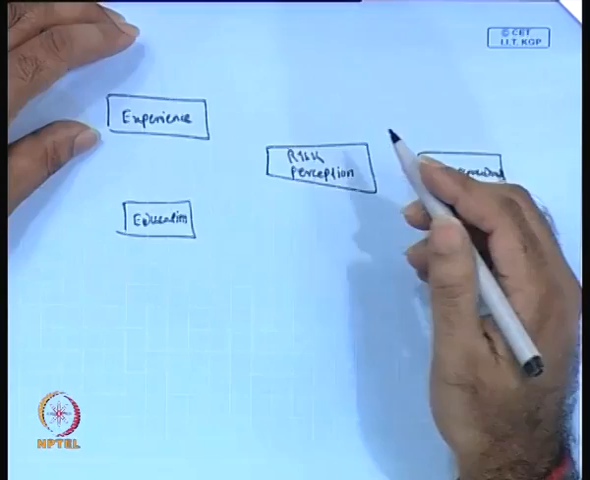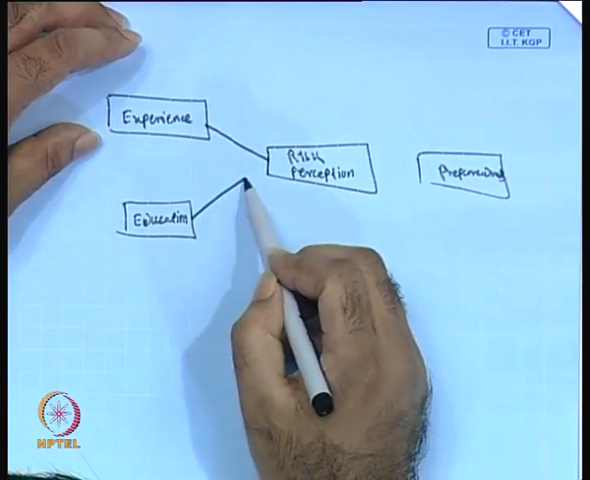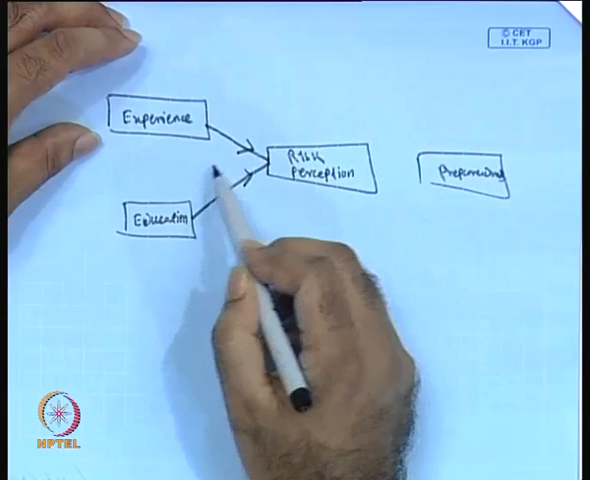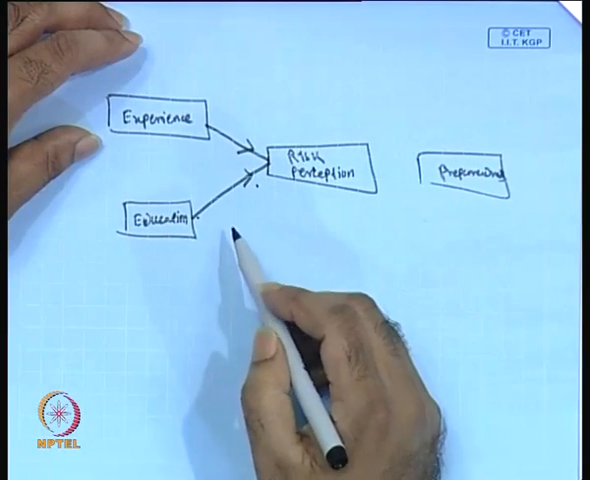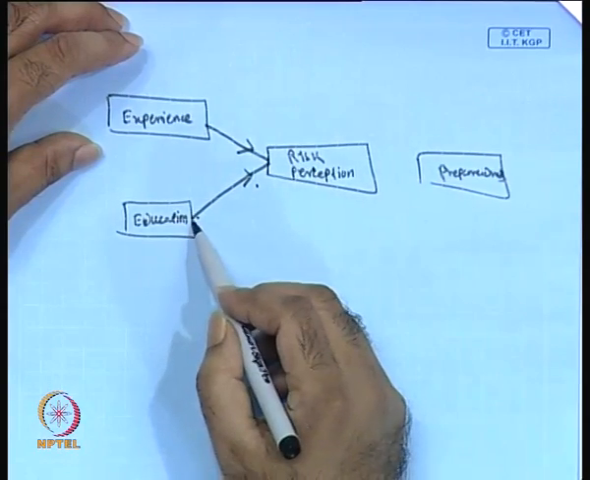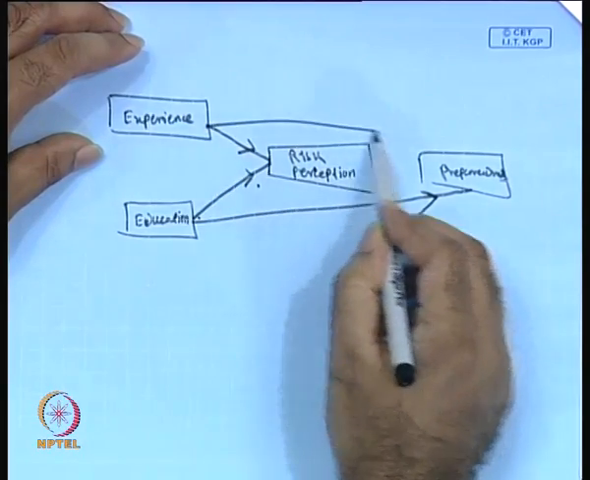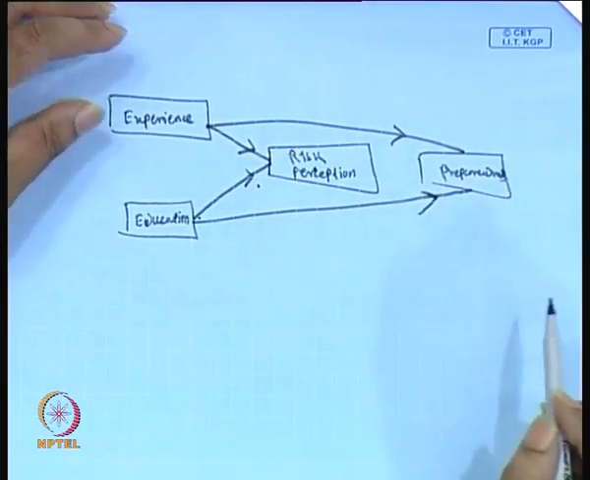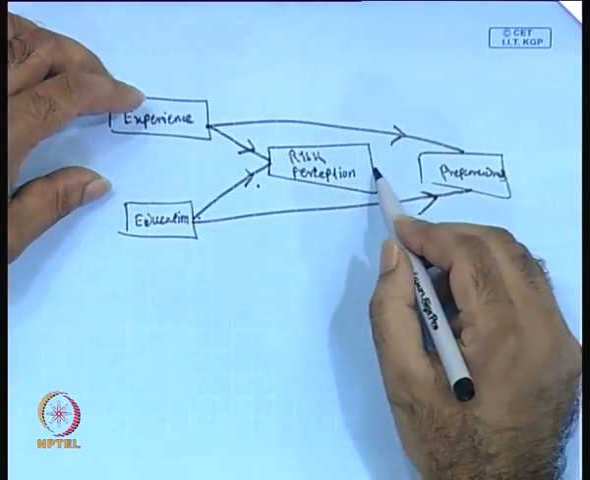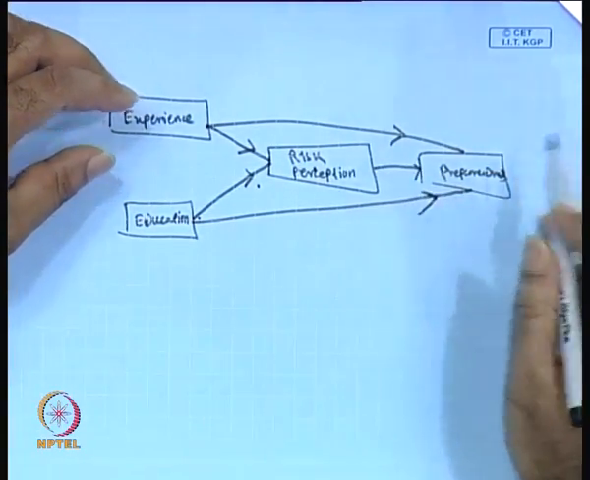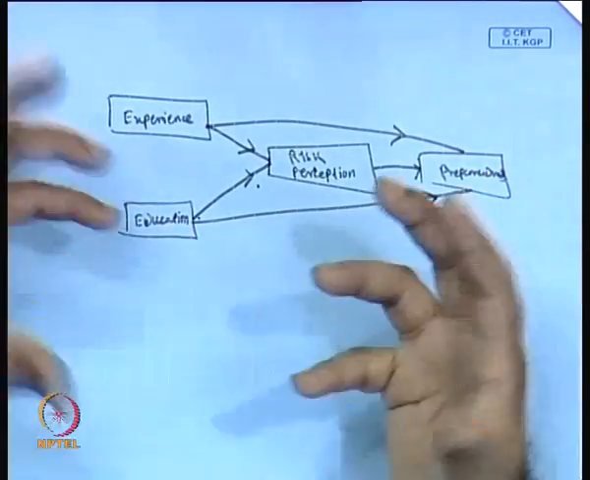So this is how the structure looks. We have already mentioned that experience has an impact on risk perception, and education has an impact on risk perception. Okay, then we have preparedness. Similarly, you have to highlight that experience has an impact on preparedness. Then finally, risk perception has an impact on preparedness. That means this picture is slightly more complicated.